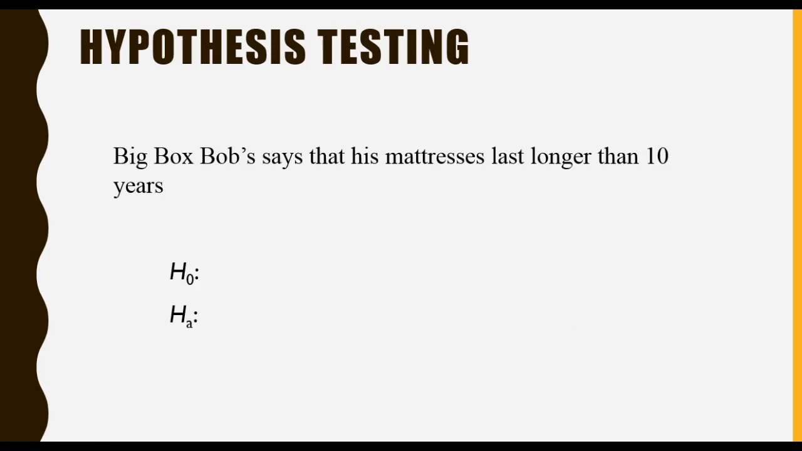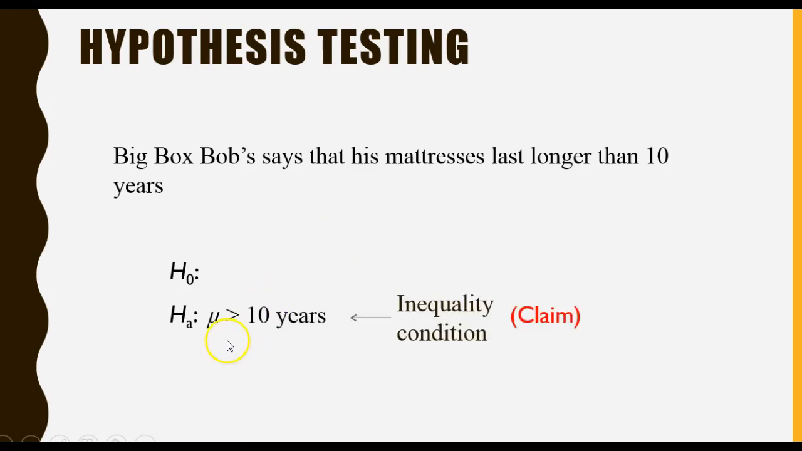Big Box Bob's, I always come up with these names, tongue twisters, says that his mattresses last longer than 10 years. So in this case, he's saying that the mean is greater than 10 years. So he's claiming that it's greater than 10 years. So that's the alternative hypothesis. What's the complement of that? It's that it's less than or equal to 10 years. So be careful on how you read these, because the claim can be either the alternative or the null.